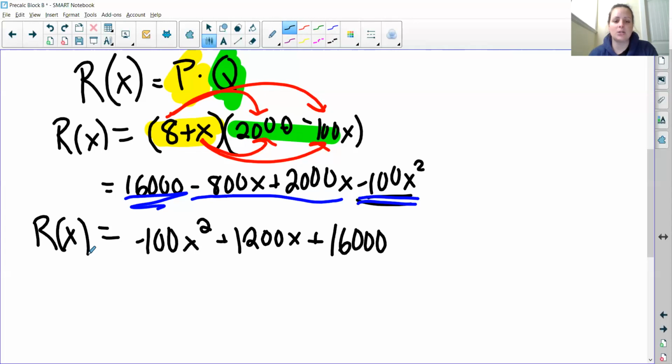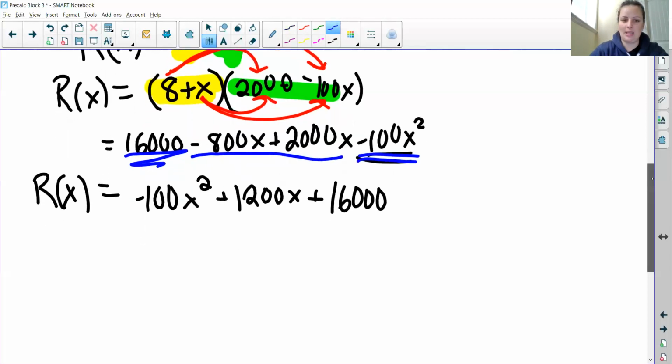You could slap that into a graphing calculator and find the vertex. You can use what's called the quadratic formula. There are other things to do, but the quadratic formula actually just gives you the x-intercepts, which isn't what we're looking for here. We're looking for the vertex. So barring technology, the best way to solve this is with completing the square.